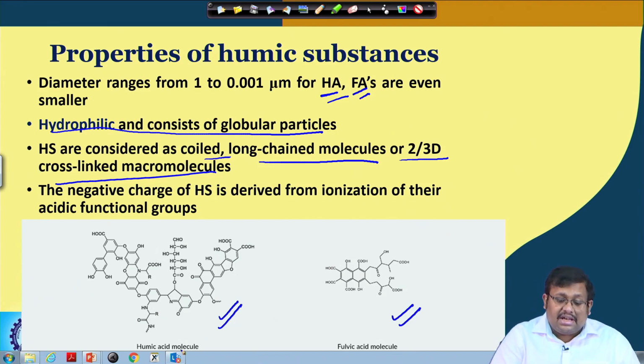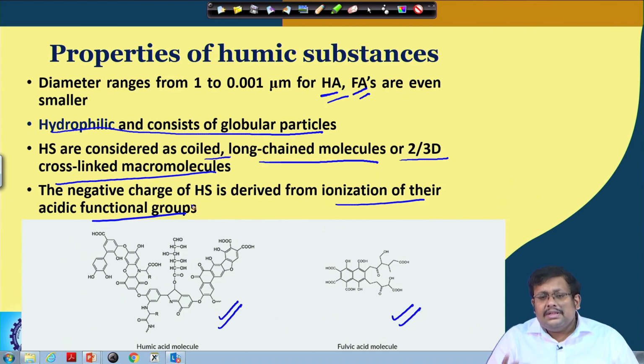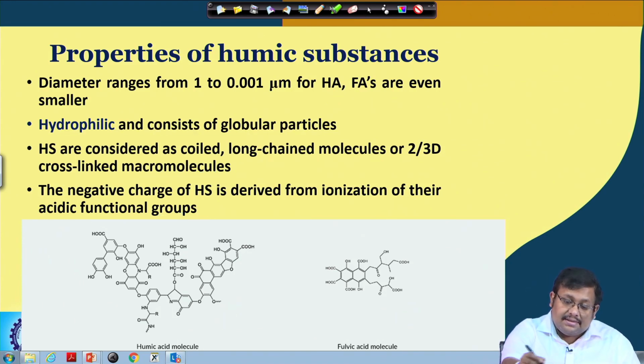So, the negative charge of humic substance derives from ionization of their acidic functional groups. We will see what are the major acidic functional groups which are present in the humic matter or humic substances. So, basically the idea of showing you this slide is to tell you the fact that the humic compounds have a very intricate and complex structure which is different than that of non-humic substances.